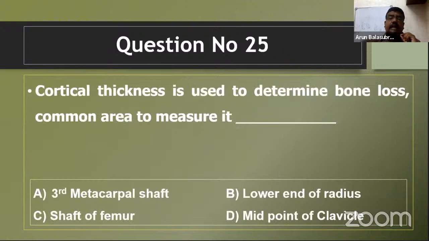Okay, question number 25 on X-ray. I forgot to add the radiological investigation. In the radiological investigation, cortical thickness is measured at a common site. Which bone are we going to measure the cortical thickness in? Is it the third metacarpal shaft, lower end of radius, shaft of femur, or midpoint of clavicle? Which bone do we take for the cortical measurement? And surprisingly, the answer is the third metacarpal. So we take only the metacarpal X-ray and find out the cortical thickness or weakness in the bone.